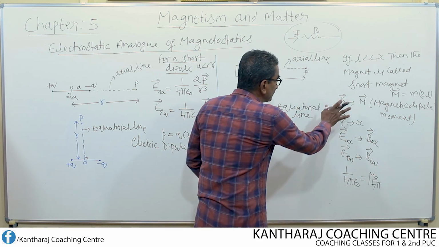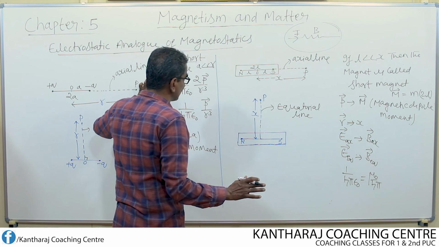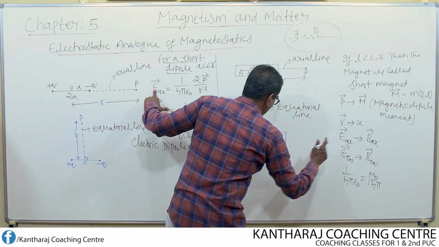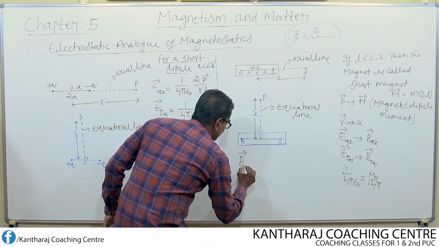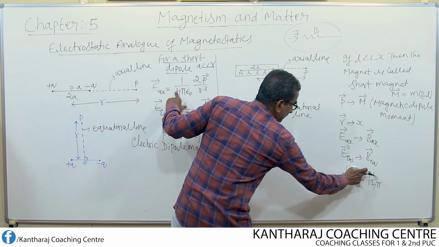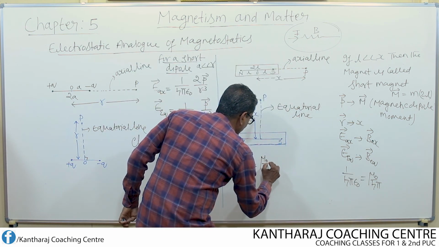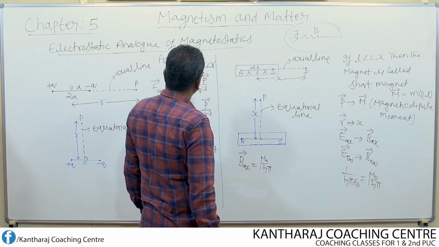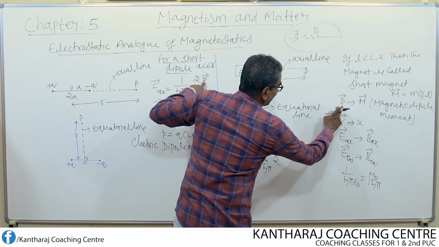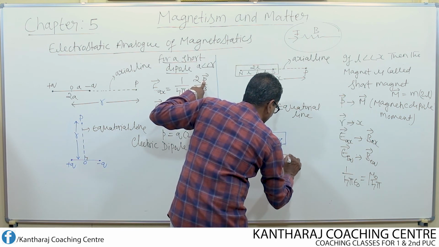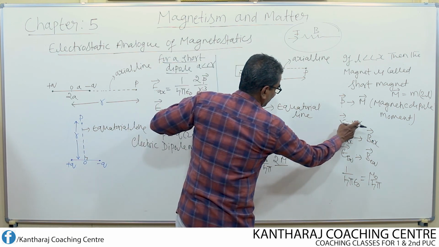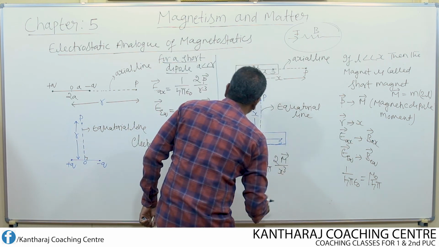So if I replace all this in the equation, what do we get? In place of E axial, I write B axial, which is equal to, in place of the constant 1 over 4 pi epsilon naught, mu naught over 4 pi. Then 2 constant, in place of P, the magnetic dipole moment M, divided by R cube. Since R is replaced by X, it becomes X cube.